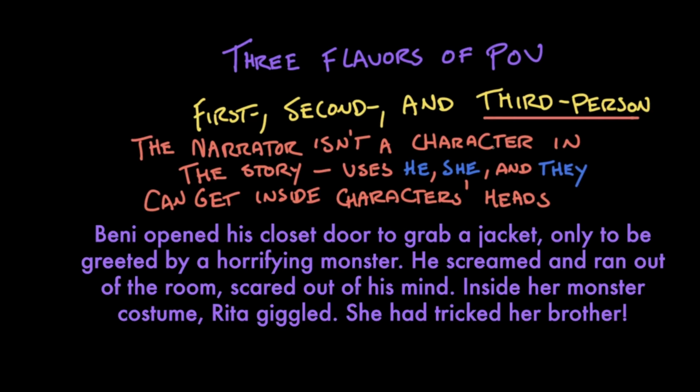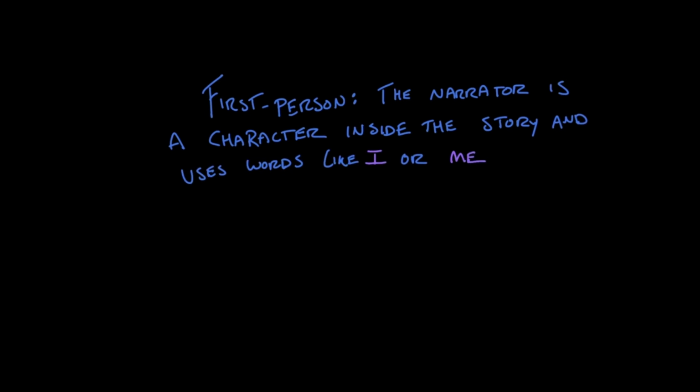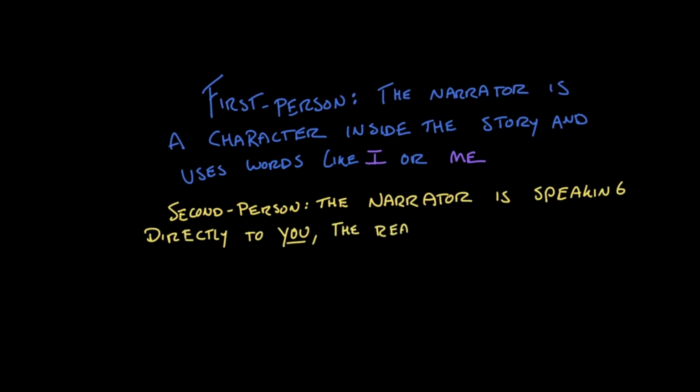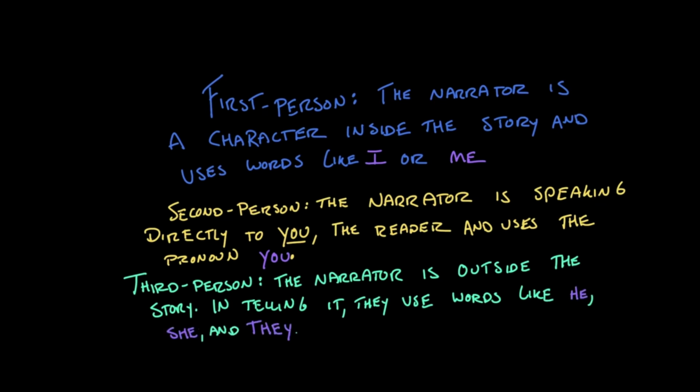So, to recap, there are 3 different types of narration or points of view in a story. First person, the narrator is a character inside the story and uses words like I or me. Second person, the narrator is speaking directly to you, the reader, and uses the pronoun you. This is rare, and it sounds like it's giving directions. And third person, the narrator is outside the story. In telling it, they use words like he, she, and they.